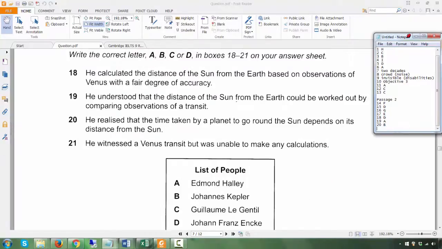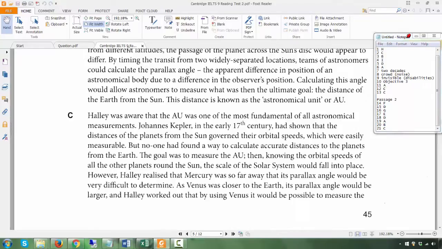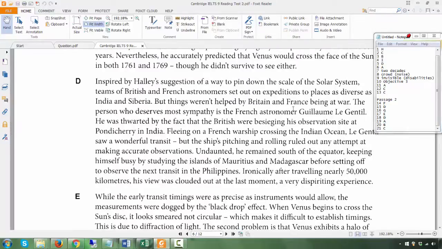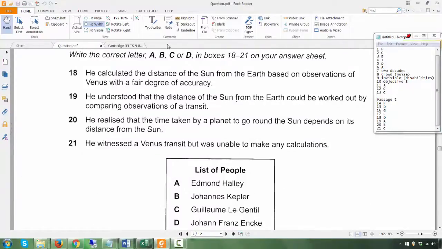21. He witnessed a Venus transit but was unable to make any calculations. Okay, he witnessed a Venus transit but was unable to make any calculations. That would be C. Guillaume Le Gentil. And it is found in this paragraph. Basically, we went through parts of it just now. Okay, this guy. Why was he unable to make any calculations?